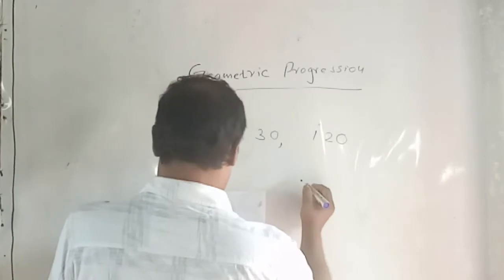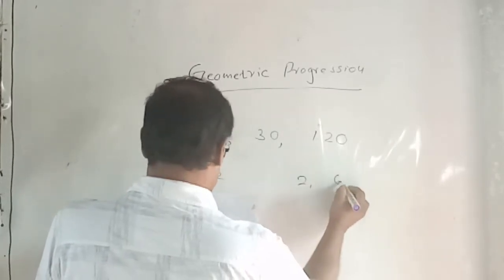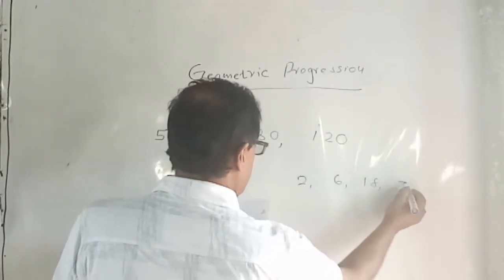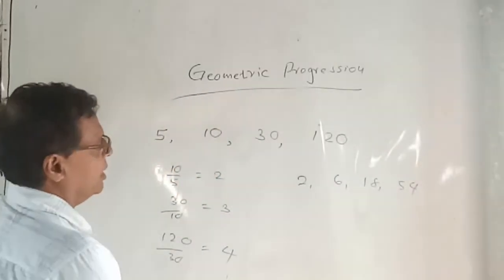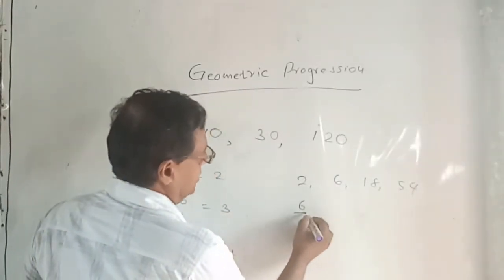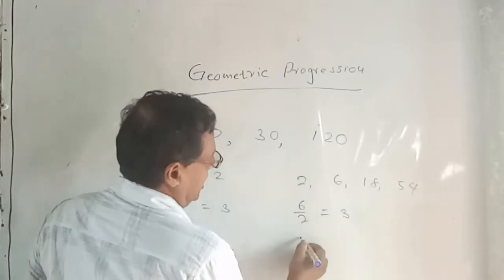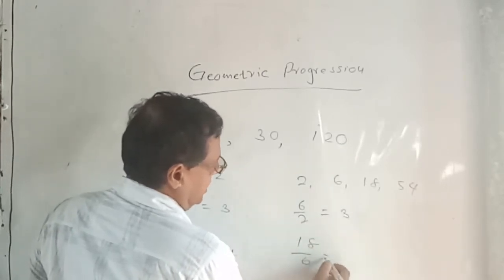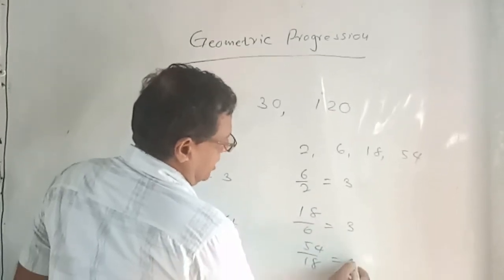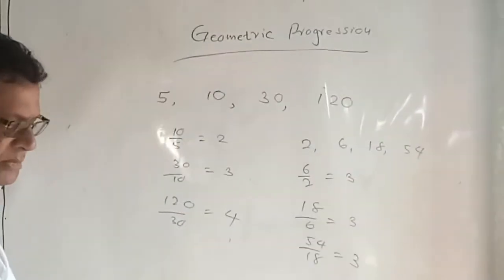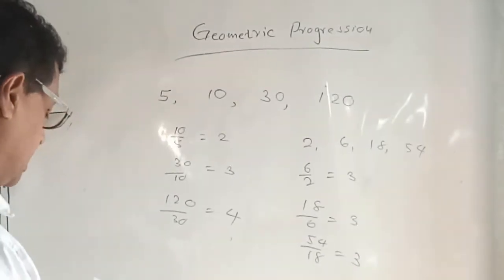Consider this series now: 2, 6, 18, 54. Now 6 divided by 2 is 3. 18 divided by 6 is 3. 54 divided by 18 is 3. Now this is definitely a GP, geometric progression.